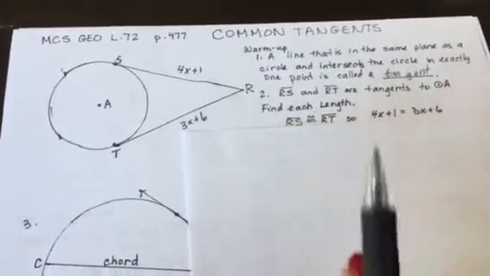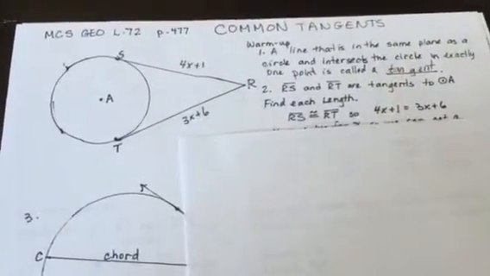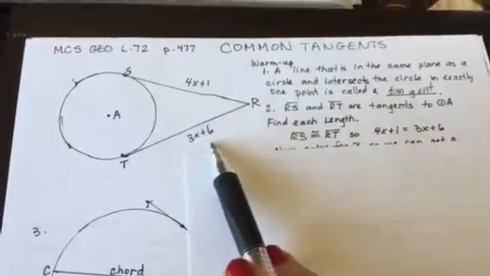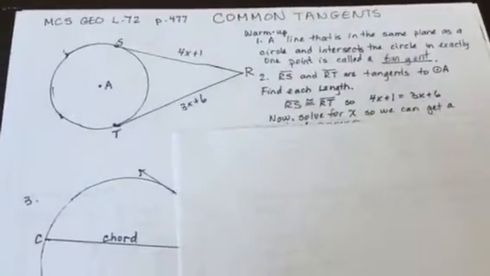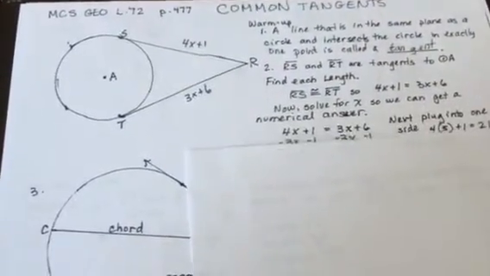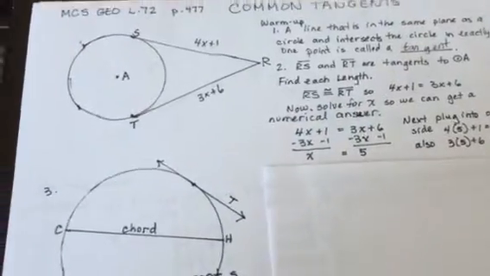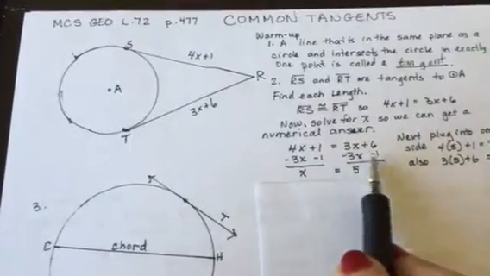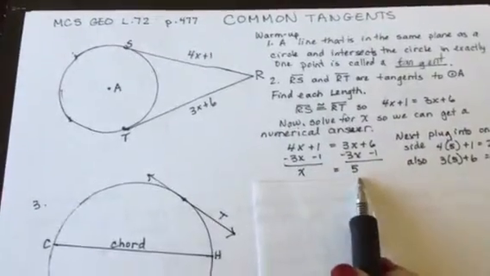Find each length. Since they are congruent, we will set the two algebraic values equal: 4x plus 1 equals 3x plus 6. We will solve for x so we can get a numerical answer. We subtracted 3x from both sides. We subtracted 1 from both sides, and we got x equals 5.